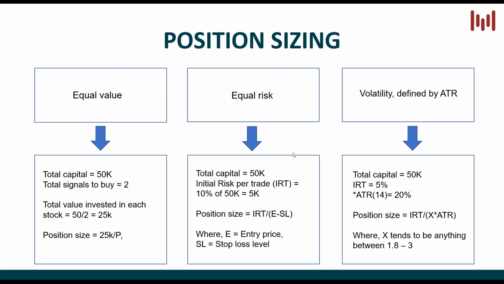Approach number 3. I will define my position size, which now will be a function of volatility, which will be captured by something called the average true range, or ATR. So my total capital is 50,000. My initial risk per trade is, let's say 5%. I've chosen a different number for the sake of variety. And my 14-period ATR is 20%. Now, what is ATR? We will discuss this in more detail in subsequent sessions.